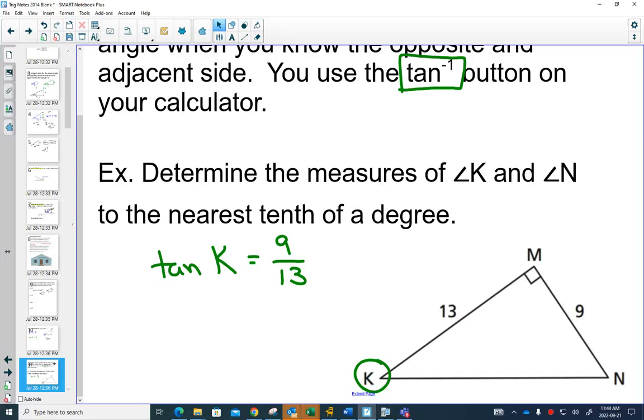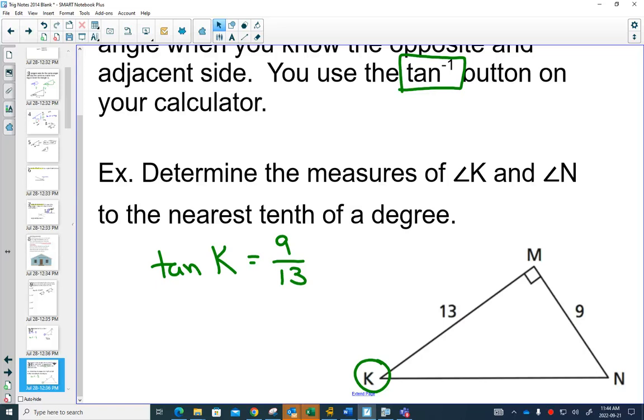31 squared is 961. But it also has memorized that 961 is 31 squared. How does it do it? How does your calculator tell you that 961 is 31 squared? What button do you have to push if you just knew 961? Square root, right? Because the opposite of squaring is square rooting. The opposite of tanning is tan inversing, or tan minus 1ing.